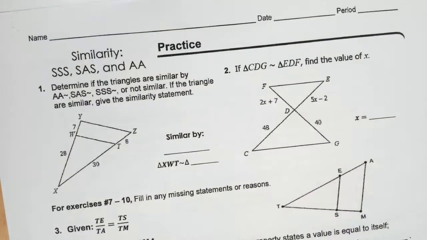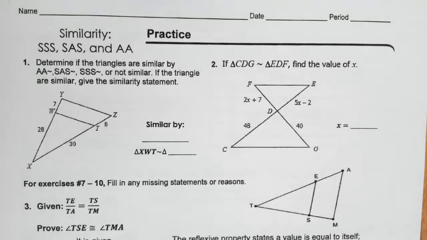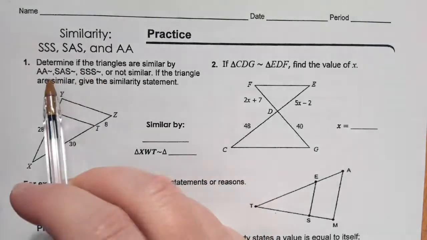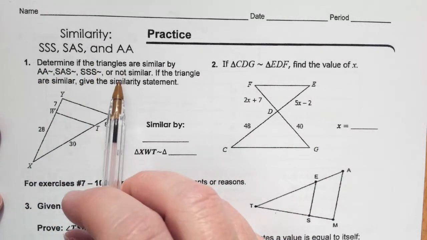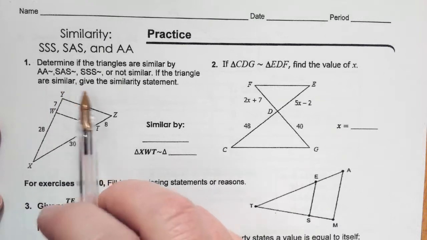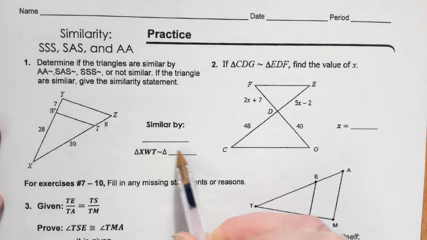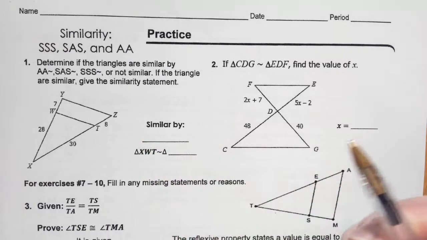Very important. Okay, so we're on page 25 of our notes. All right, let's get this going. Determine if the triangles are similar: AA similarity, SAS similarity, SSS similarity, or not similar at all. If the triangles are similar, give the similarity statement. So triangle whatever is similar to what triangle. And if it's not similar, just say nope, and I'm happy with that.